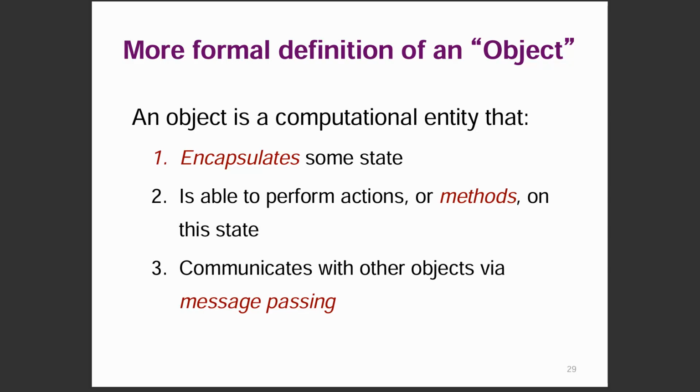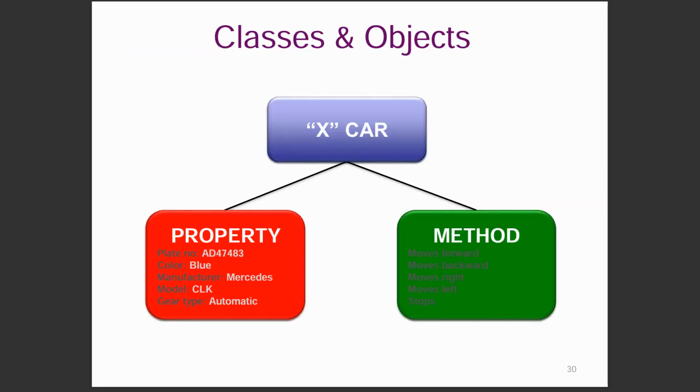An object is a computational entity that number one, it encapsulates some states, is able to perform actions or methods on these states, and it can communicate with other objects via the messaging passage, which is very, very essential.